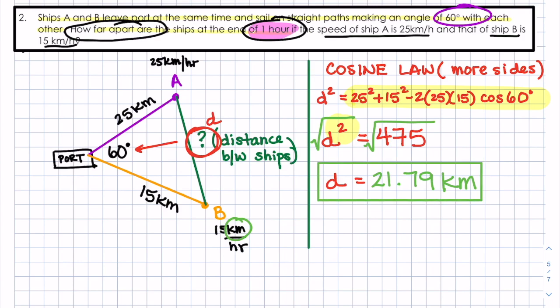Okay, so 21.79 kilometers. So again, very straightforward example, but we did have to create the image and process and think which law applied in this case. So that's another example.